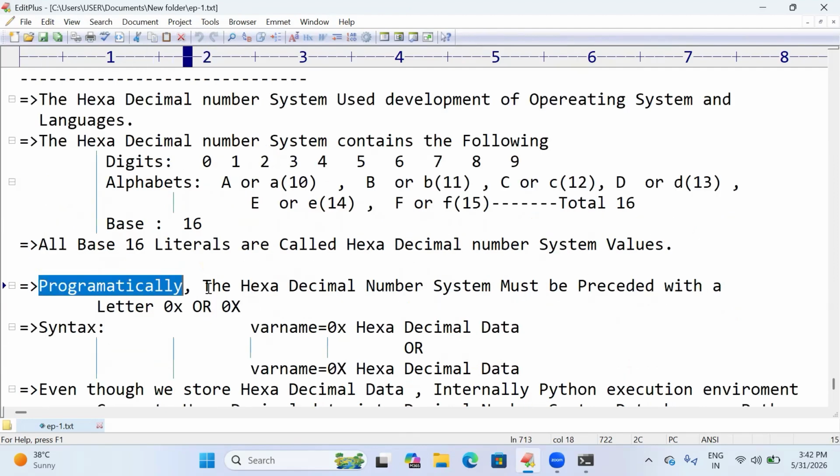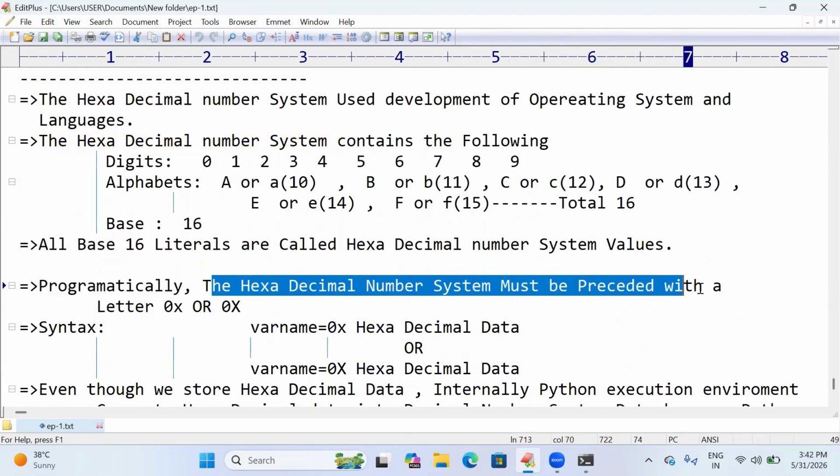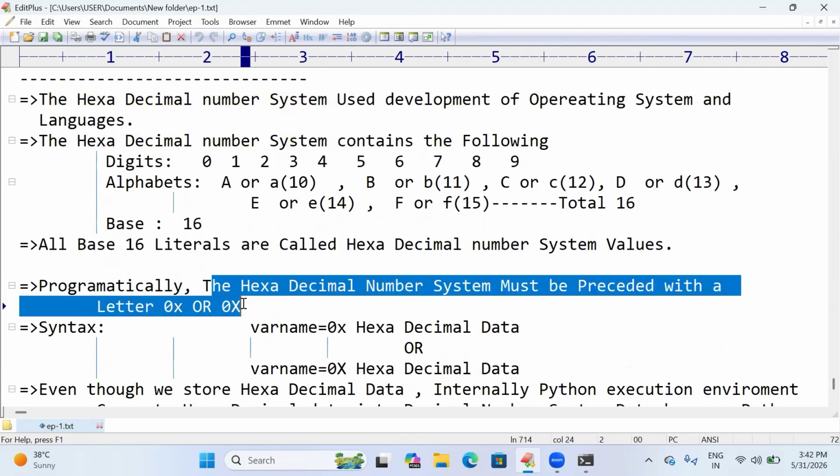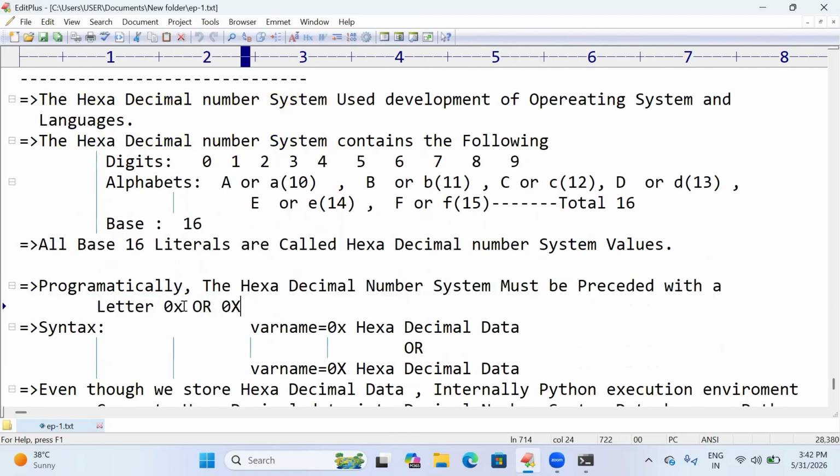Here, programmatically, the hexadecimal value must be preceded with 0x or 0X. So here also we can use small x or capital X. This is the notation of the hexadecimal number system, to declare this in a programmatic way. So the syntax comes like this: variable name equals 0x hexadecimal data, or 0X hexadecimal data.